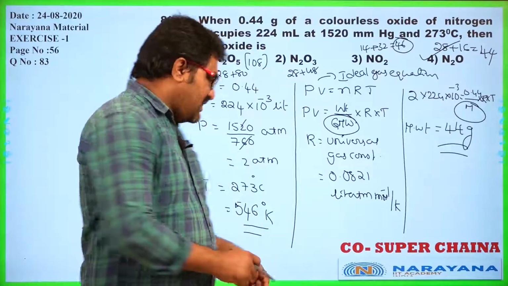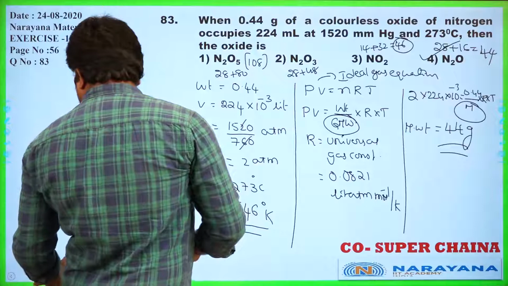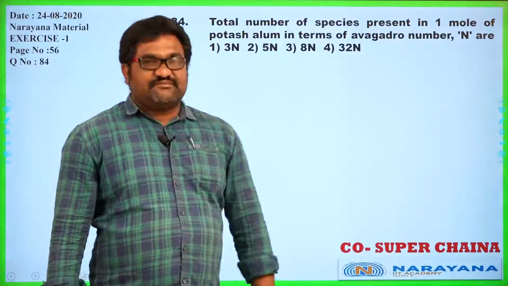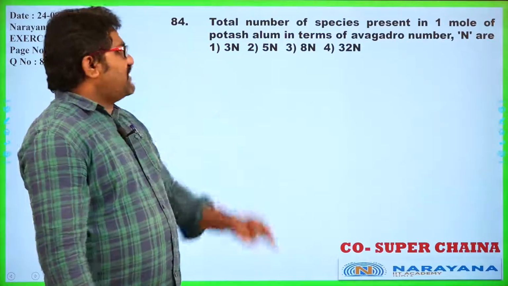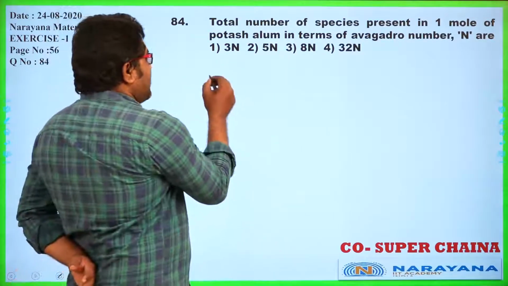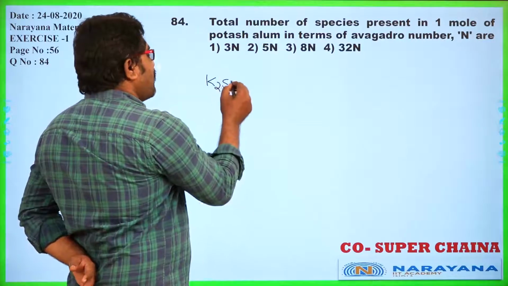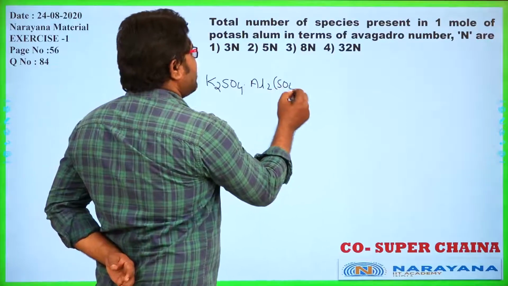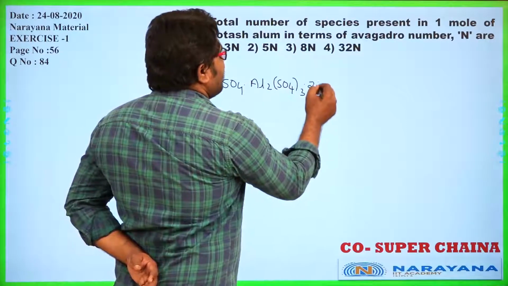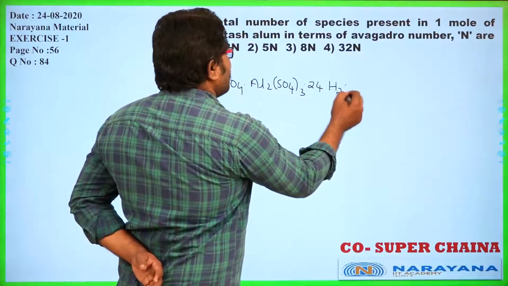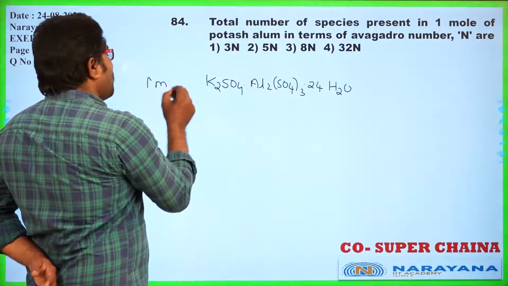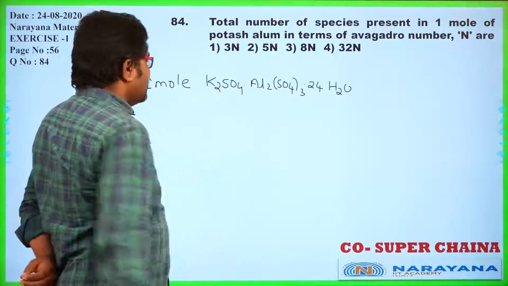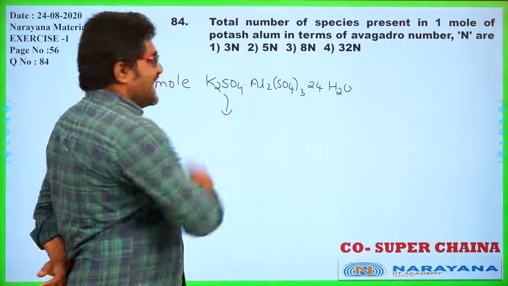Let us go for the next question. Total number of species present in 1 mole of potassium alum. So what is potassium alum here? K2SO4, Al2(SO4) taken 3 times, 24 H2O. If you take 1 mole of this substance, now how many species does it have?